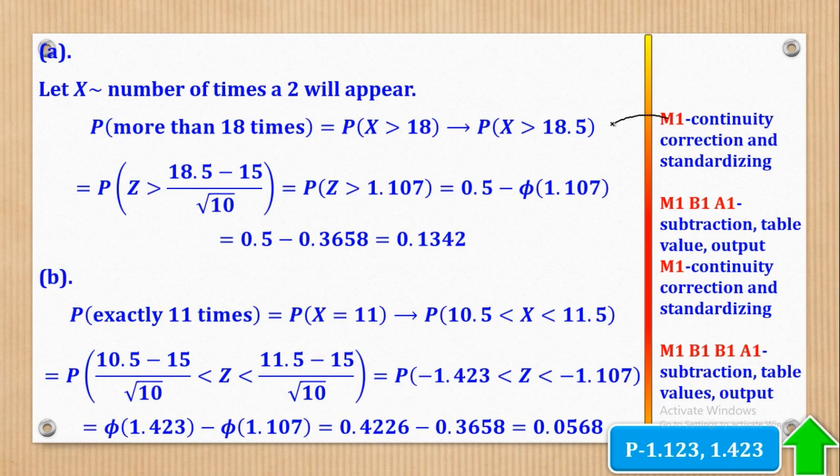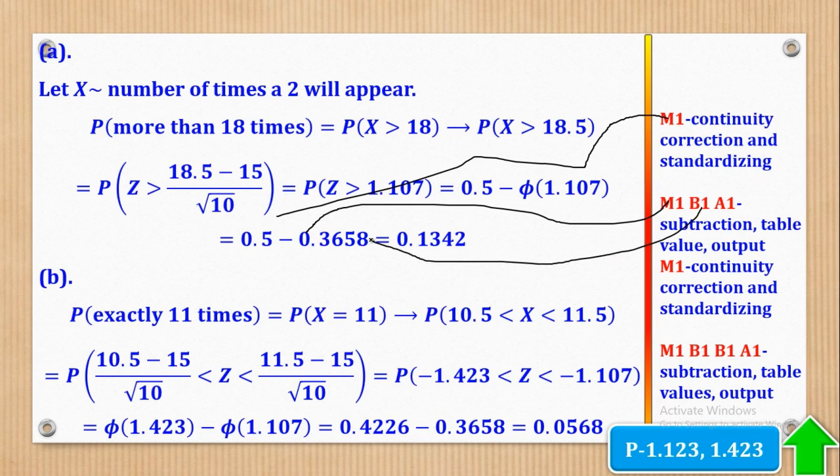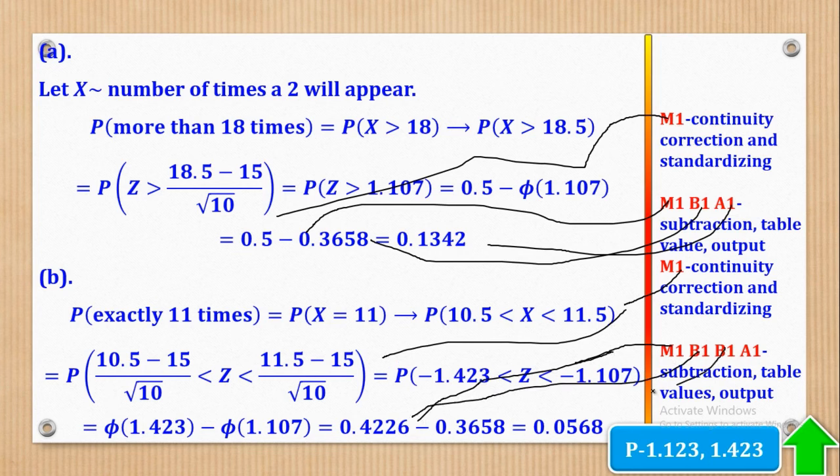So M1 for continuity correction and standardizing, then M1 for subtraction, B1 for table value, and A1 for output after subtraction. M1 for continuity correction and subtraction, M1 for continuity correction and standardization. This M1 is for this subtraction, B1 is one Z value, another B1 for the other Z value, and A1 for the output after subtraction.